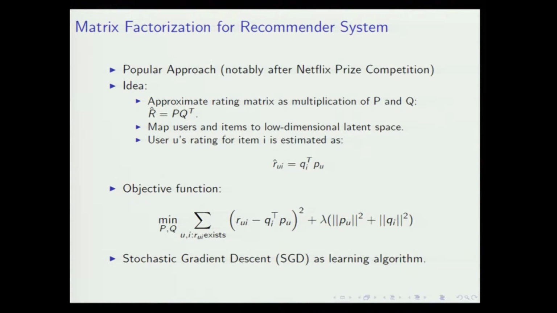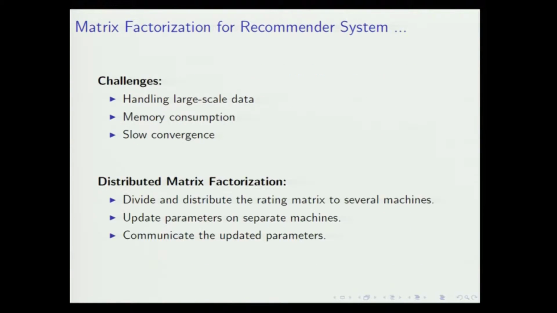Then if you want to estimate a user's rating for an item, it can be done by just taking the dot product between the corresponding factors. The objective function that we want to minimize is the squared error, and we also add a regularization term to avoid overfitting. The popularly used learning algorithm is stochastic gradient descent, and this is preferred mainly because of its better accuracy and simplicity.